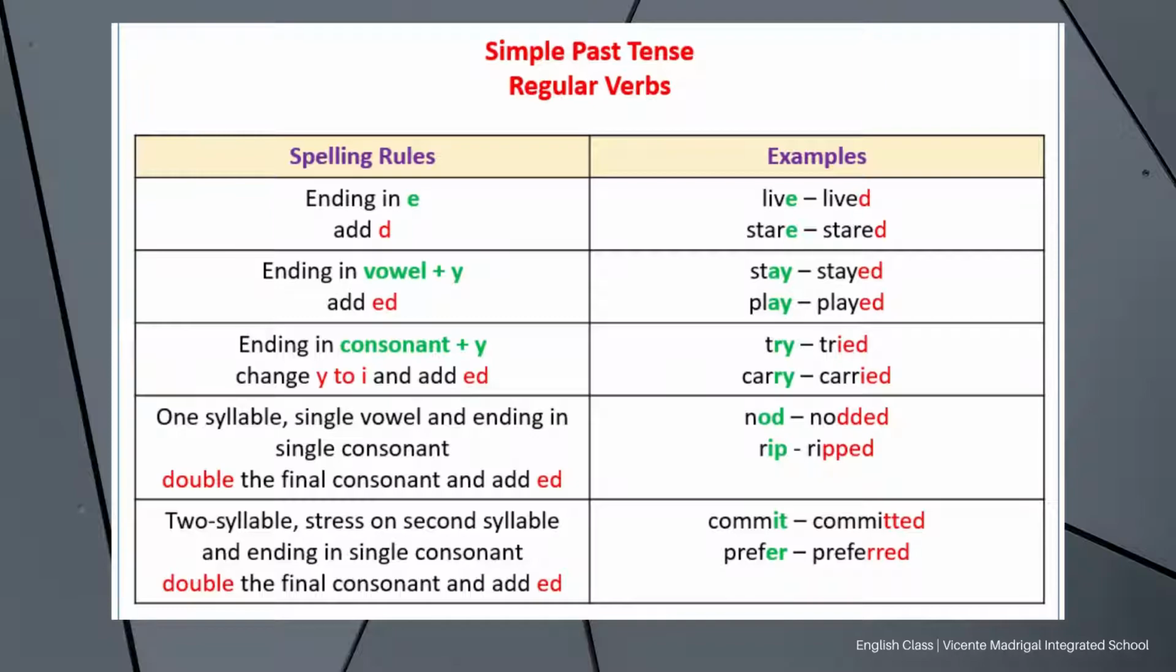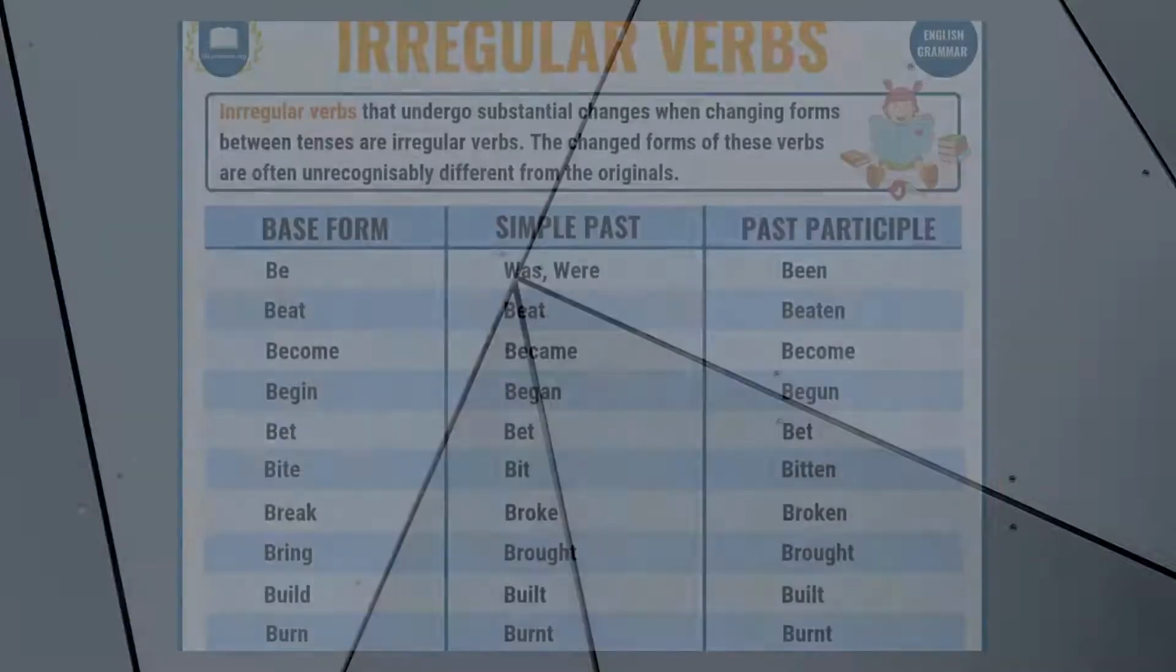Nod, nodded. Rip, ripped. Two syllable, stress on second syllable, and ending in single consonant, double the final consonant and add ed. Commit, committed. Prefer, preferred. This is only applicable for regular verbs.